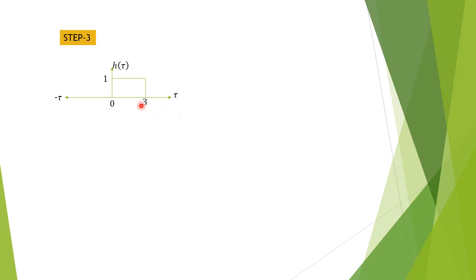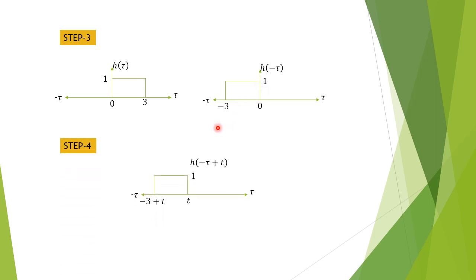We are just going to fold this signal. So we will be getting h of minus tau, which is just the mirror image of this. So from minus 3 to 0, its amplitude is equal to 1. Then in the next step, we have to find h of minus tau plus t. That means we have to add t to the tau axis limits. So here we have minus 3, then we have to add t to it, so minus 3 plus t. The other limit is 0, and adding t, 0 plus t is equal to t. So you will be getting h of minus tau plus t as this graph.